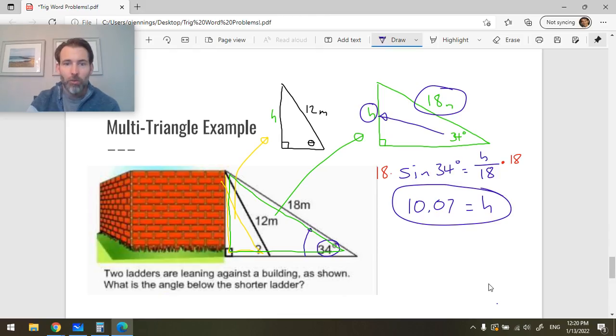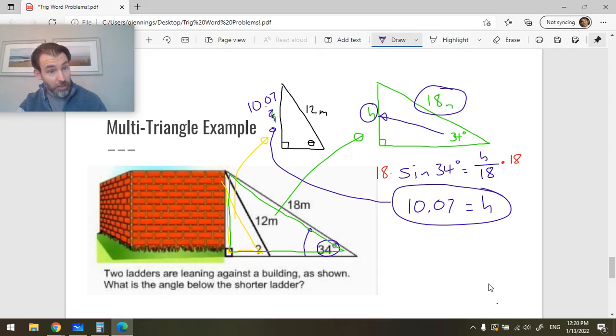So now I'm going to take this value and substitute it into this triangle. You can substitute into equations. You can also substitute into diagrams as you find new knowns. So this is now not h, it's 10.07, and now I can solve for theta. Now, solving for an angle was yesterday's topic. Okay, so this is what it looks like. I set up like this.